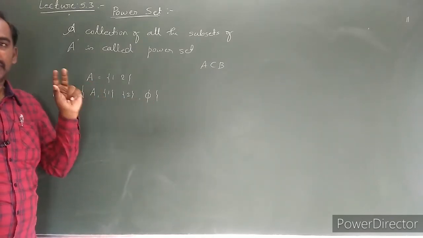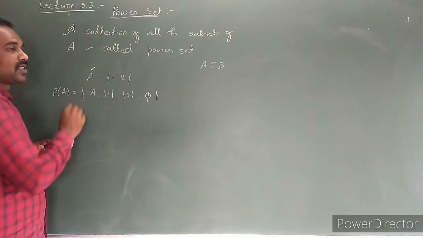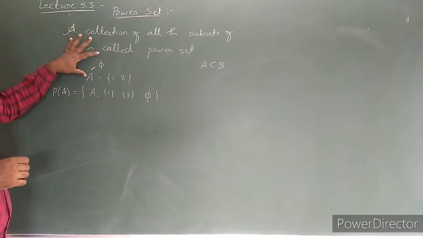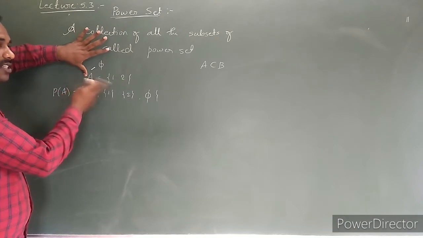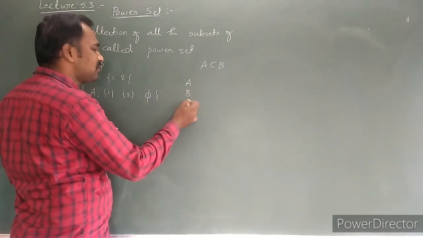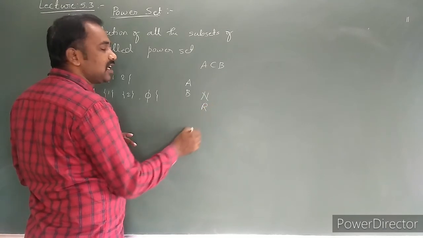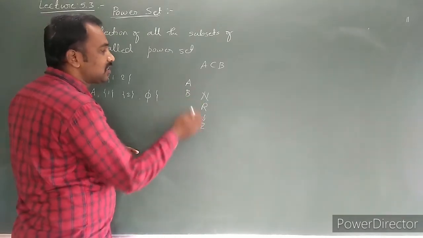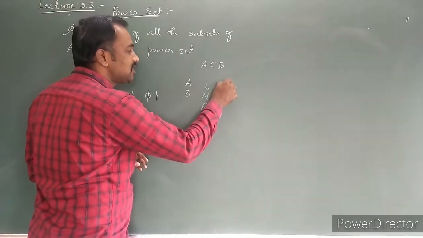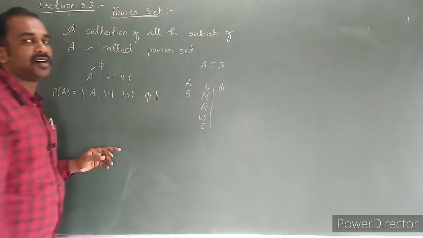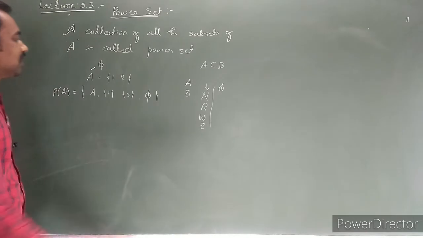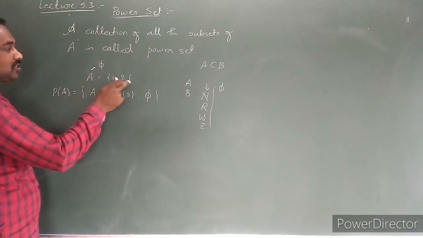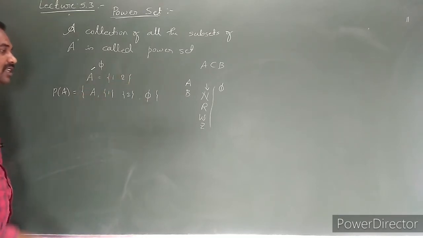Always, while writing the subsets of a particular set, the given set A and the null set are always subsets of the particular set. Whether you write the subset of A, subset of B, subset of the natural numbers, subset of the real numbers, subset of the whole numbers, or subset of the integers, the set is itself a subset, and the null set is also a subset of the other set. Very important point. After writing the set itself and the null set, for the remaining elements, if you have two elements, you write singleton sets and two-element sets, like that.